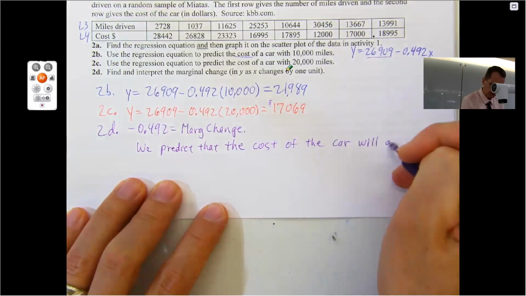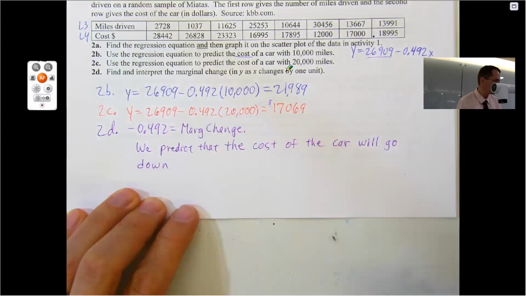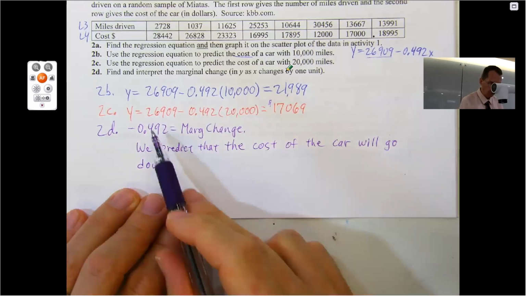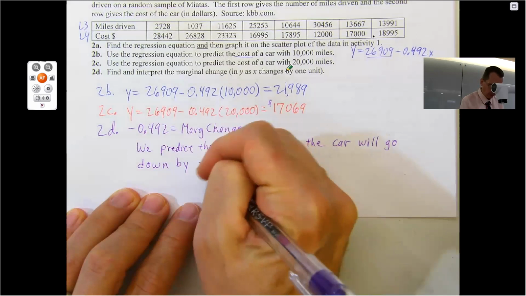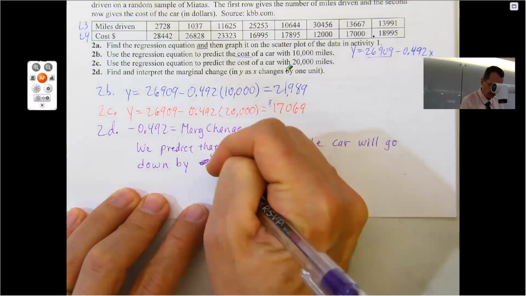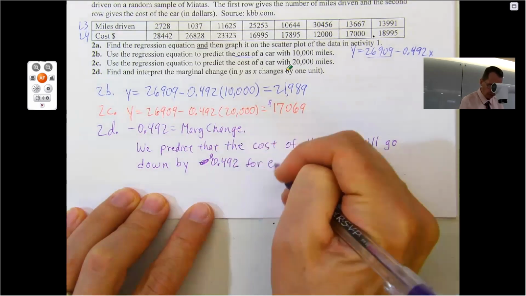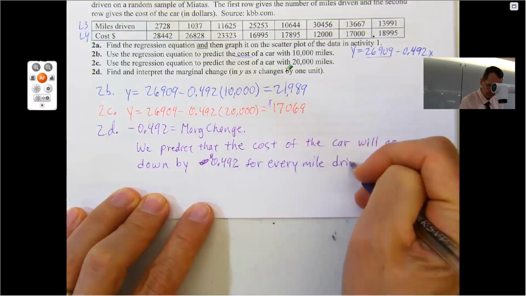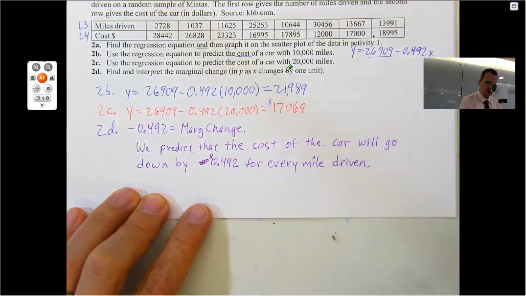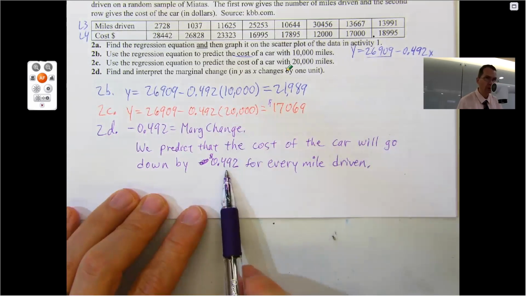Will it go up or down? Why'd you choose down? Last one it was up. Oh, we have a negative slope. So we'll go down by 0.492, or 49 cents, for every mile driven. So what that's saying is, for every mile that I drive the car, the cost of the car goes down by about 49 cents, almost 50 cents.